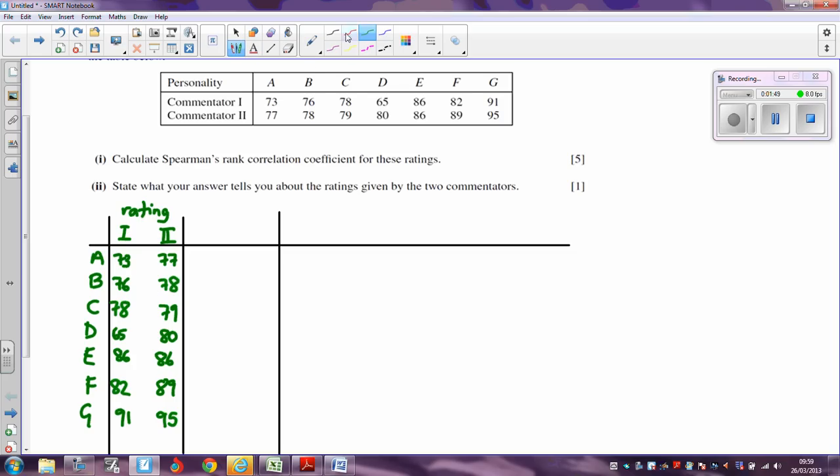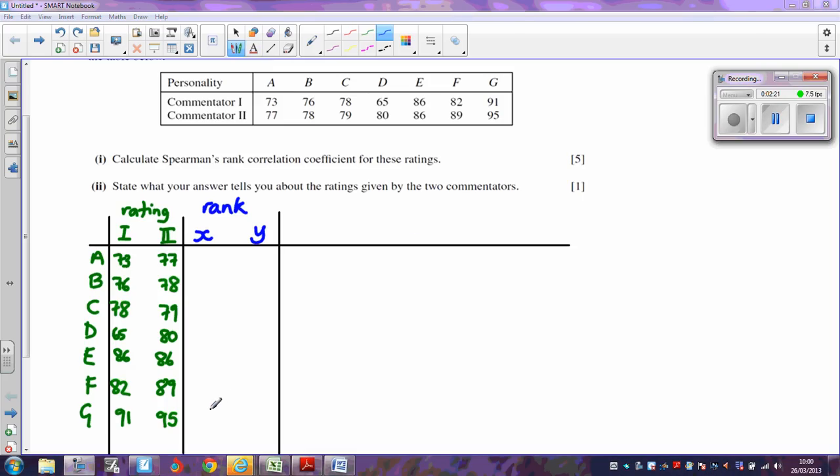What I'm now going to do is rank those ratings, and this is where Spearman's comes in. So I'm going to work out which position each of those commentators put the different sports personalities. Now the rank, we normally call X and Y. So I'm going to call the first one here X, which refers to the rating for commentator 1, and then Y is going to be the rating for commentator 2. Okay, so let's get started then.